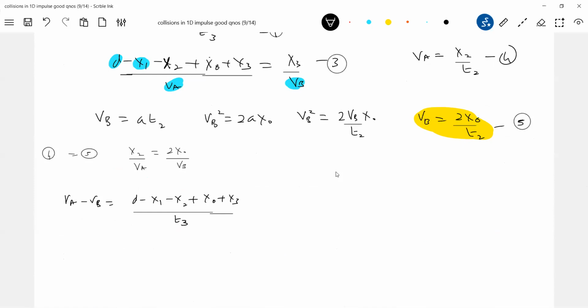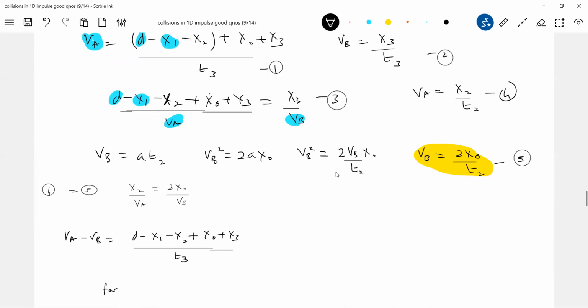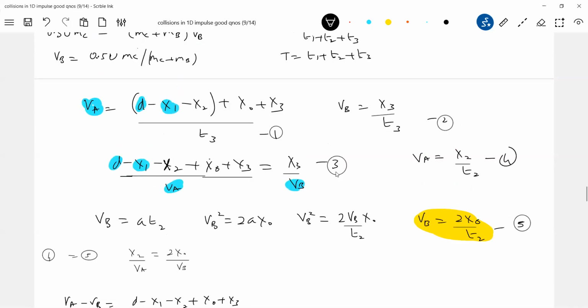So we know VA, VB, D, X1, and we got X3 in terms of X0. That I'll substitute, and X0 in terms of X2, I got it. I'll substitute, and I'll get X3 in terms of X2. Solving this, solve for X2 now. Here you'll get X3 in terms of X2. Now bring all that and substitute back here, X3 in terms of X2, X0 in terms of X2. We know X1, so from that we will get T3.